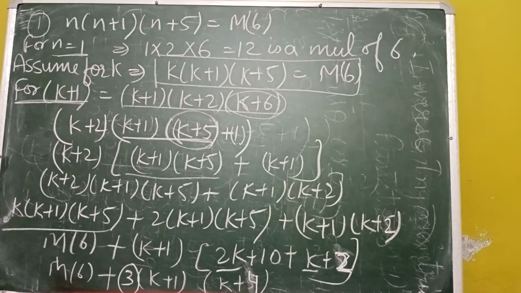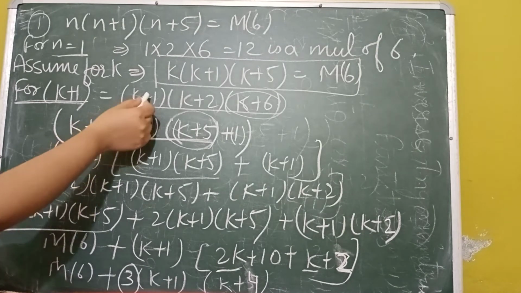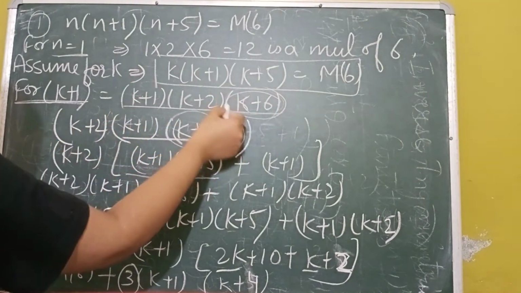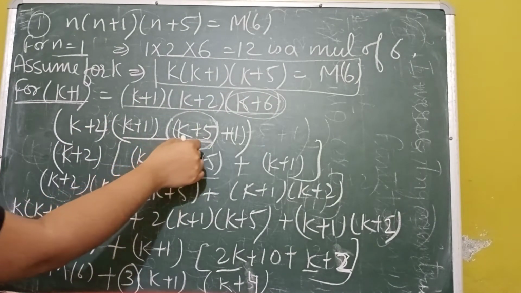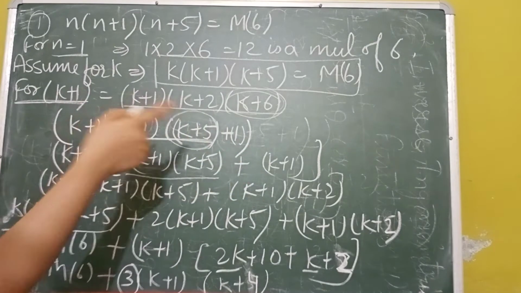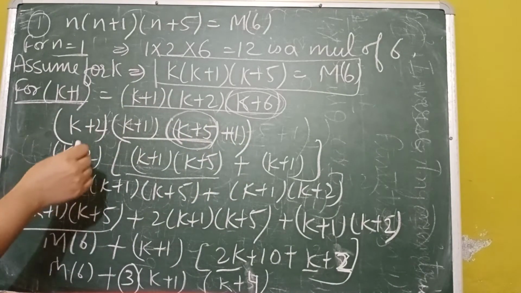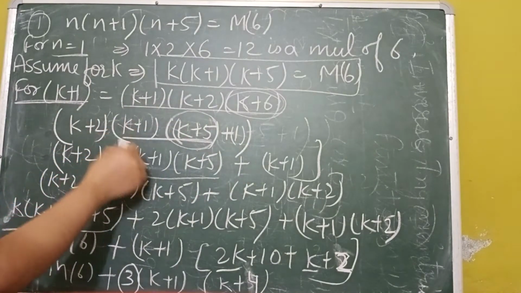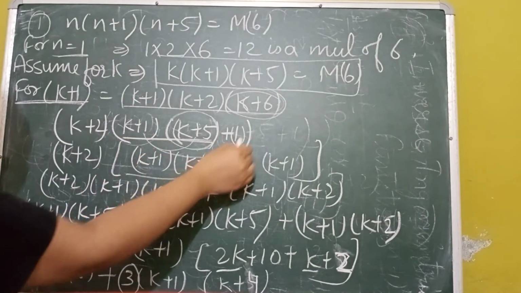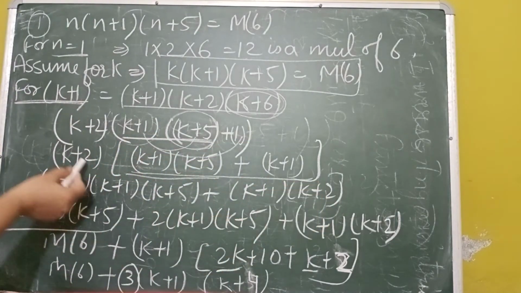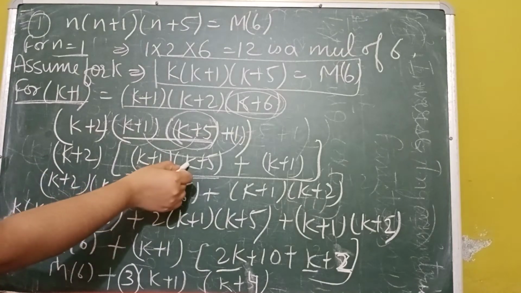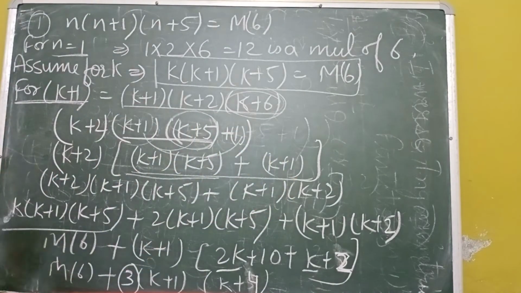That means (k+1)(k+2)(k+6) will also be a multiple of 6. So here I have written k plus 2 first, then k plus 1, and I have split k plus 6 and written it in the form k plus 5 plus 1. Why I have written this, you will notice further. First, this k plus 1 was multiplied to k plus 5 and 1. Then this k plus 2 is multiplied inside, once with this and once with k plus 1.